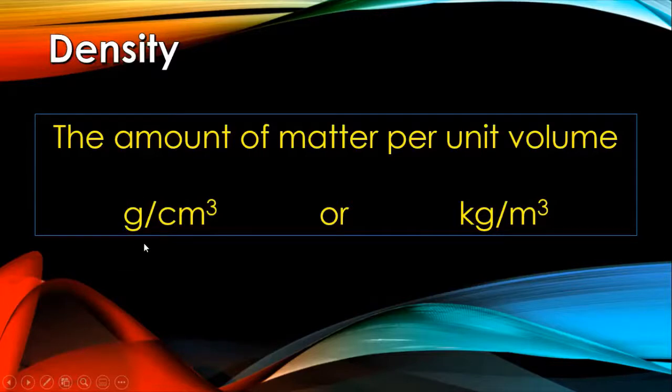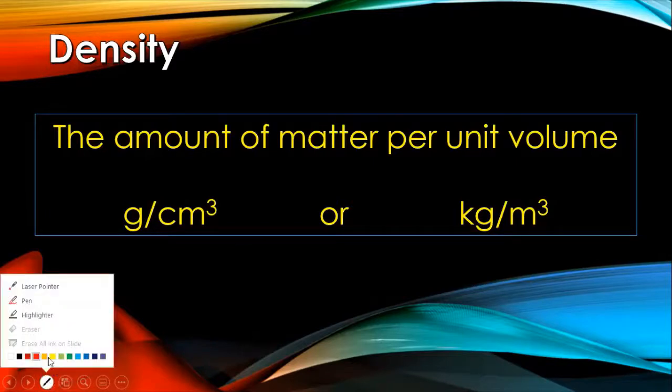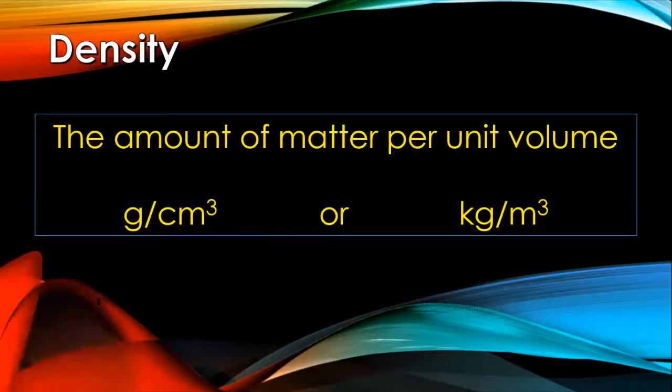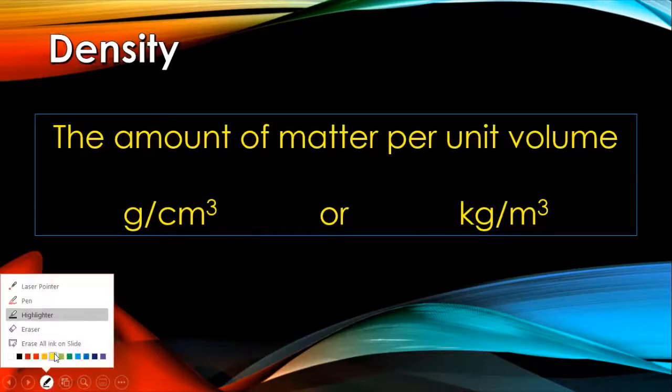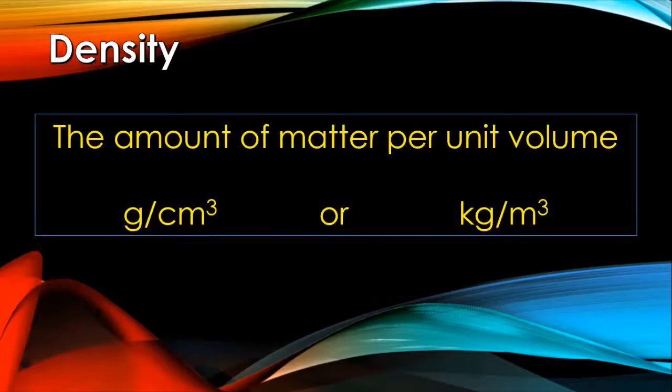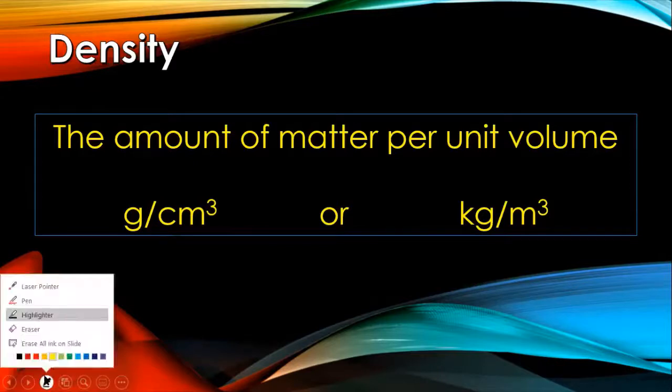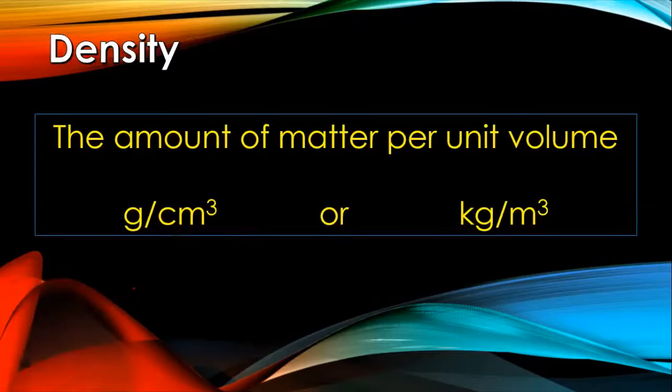Now, ladies and gentlemen, can I ask you this question? Let me see if I can draw on this. Let's get a highlighter. Can I replace this? Where's my highlighter? Come on, I need the color, please. Can I replace, it's not allowing me to write. Let's try this again. Give me a pen, please.